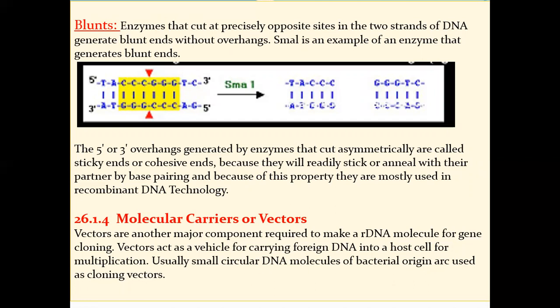Now, what are the molecular carriers or vectors? Vectors are another major component required to make a recombinant DNA molecule for gene cloning. Vector acts as a vehicle for carrying foreign DNA into a host cell for multiplication. Usually small circular DNA molecules of bacterial origin are used.